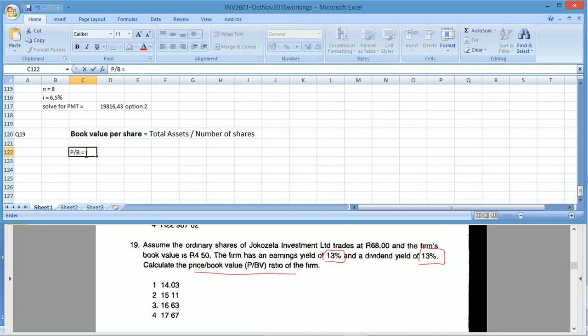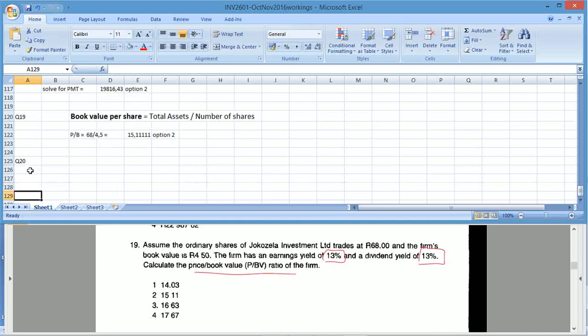price over book value equals the current price is 68 Rand. Divide by the book value, which is your total assets. Oh, they gave you the book value, so that's even easier. Okay, 4.5. Alright, so that was a very easy question actually. So 68 divided by 4.5, 15.11, option 2. Okay, that was very straightforward.